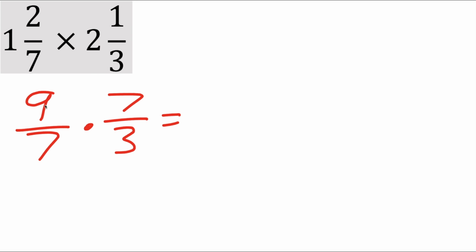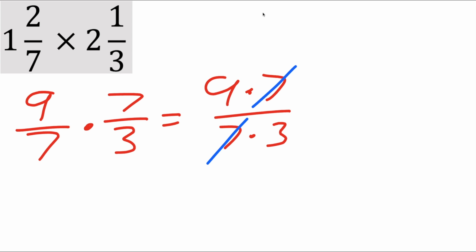So we multiply numerator with numerator. So 9 times 7 divided by denominator with denominator, 7 times 3. So right away we see we have a 7 and a 7. So we're multiplying by 7, we're dividing by 7. So it cancels out. Now here it's a 9, it's dividing by 3. I guess you can write it out as 9 divided by 3. And 9 divided by 3 is just 3.